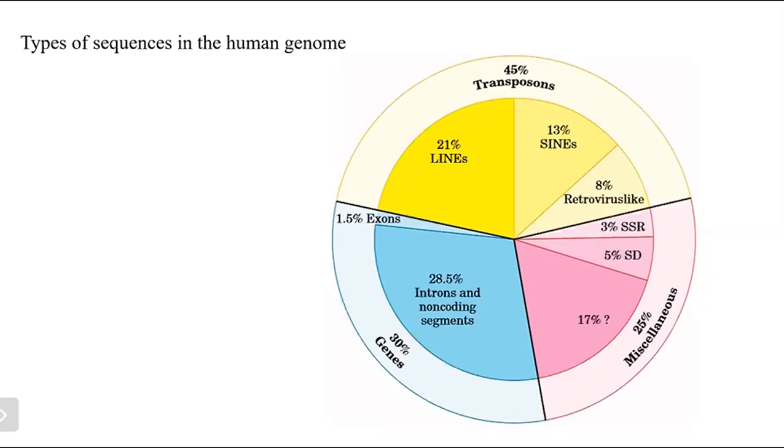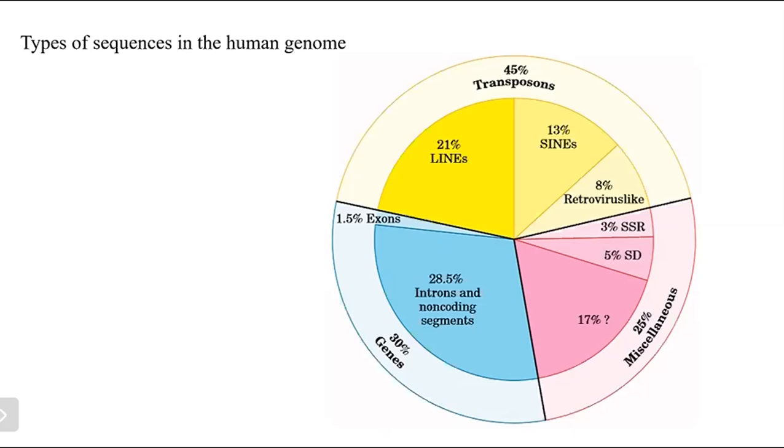So you can see only 1.5% is exons. From the entire genome, only about 1.5% is exons. The rest you can say is non-coding. In genes, you can see 28.5%, the rest is introns and non-coding segments. Introns you already know. The rest of the non-coding segments will be all the regulatory DNA. When you say a gene has regulatory sequences and coding sequences.